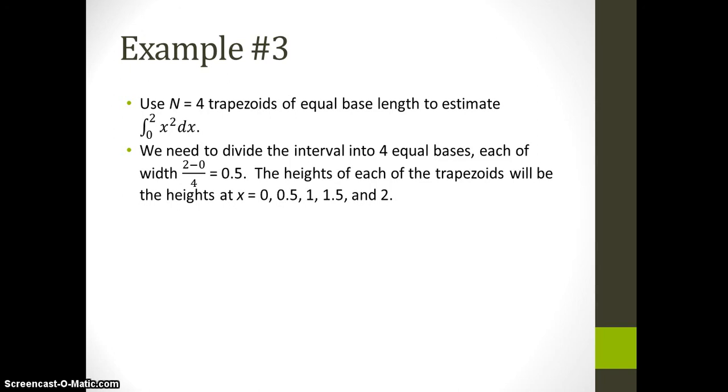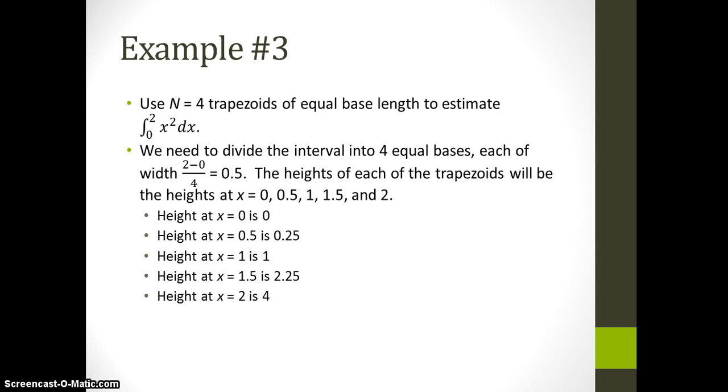To find the area of the trapezoid, we not only need width, but we also need height. The height at 0 is 0. That's what we get when we plug 0 into our function x squared. The height at 0.5 is 0.5 squared, or 0.25. And so on. You can see that we create all these heights. Height at x is equal to 1, x is equal to 1.5, and x is equal to 2.